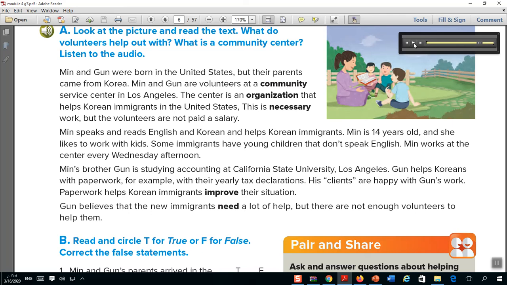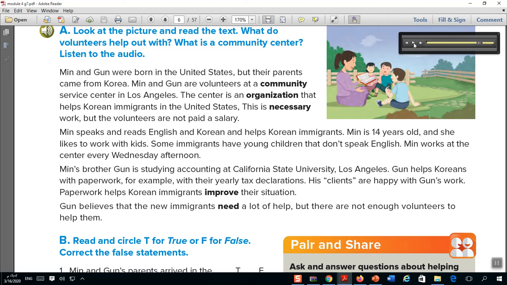Number 2, where did their parents come from? Here we're going to say that their parents came from Korea, and this is the answer to number 2. Number 3 is, how old is Min? I think it's obvious. The question is a clear one. Min is 14 years old, and this is number 3.